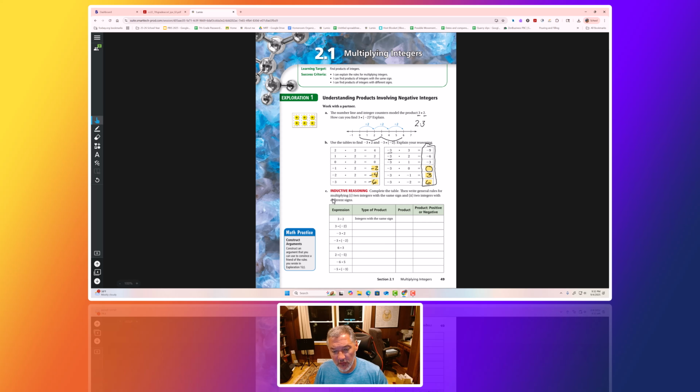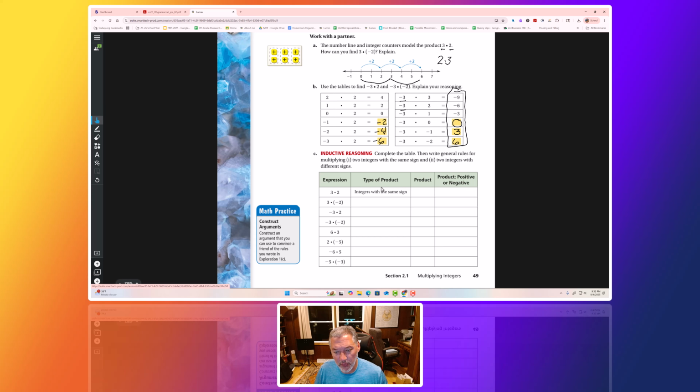Okay. So if we look at this, we understand that products that have the same sign, like a positive times a positive, is a positive. So this product would be a positive answer, and of course 3 times 2 is 6. If I look at this one, this is different, because one's a positive and one's a negative. So 3 times negative 2, one's a positive, one's a negative. This would equal negative 6, and that's a negative answer, of course.